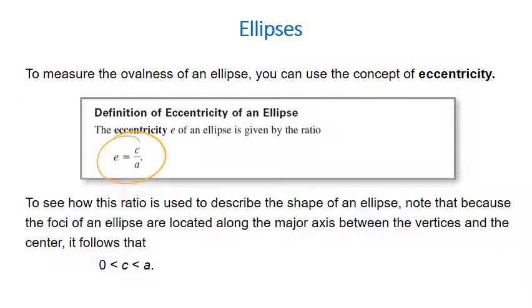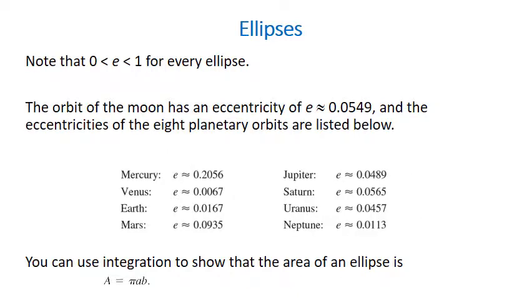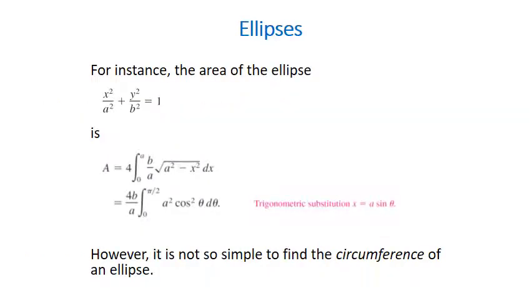Let's see, there's a little bit more, it looks like. I already kind of talked about this. You can pause the video and read through this. Here, this talks about some real-life applications of ellipses and the orbit of the moon. You can read through that. And then this gives yet some more information. Okay, let's jump into some examples.